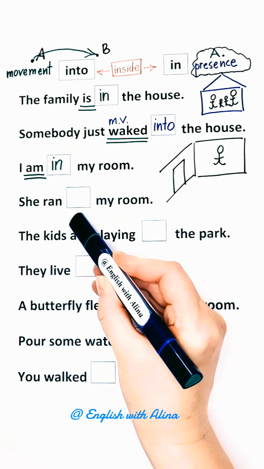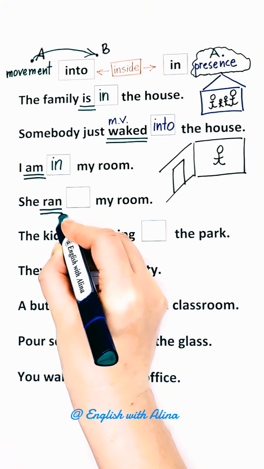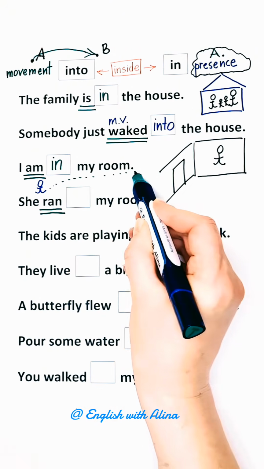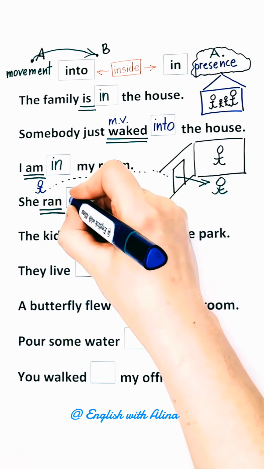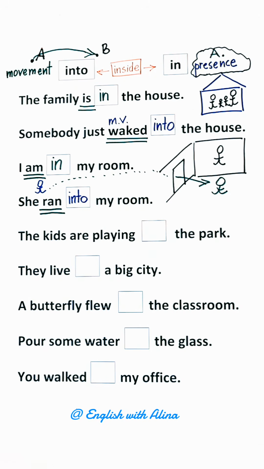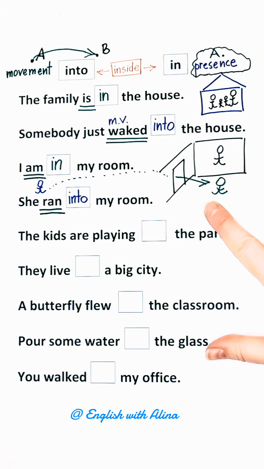She ran blank my room. Ran shows movement. She was in point A. Now she's in point B. Into. She ran into my room.